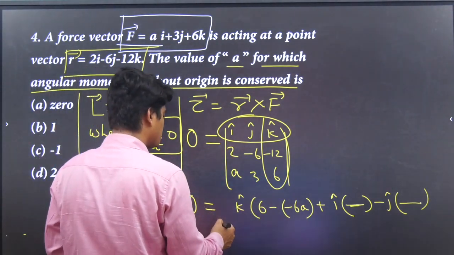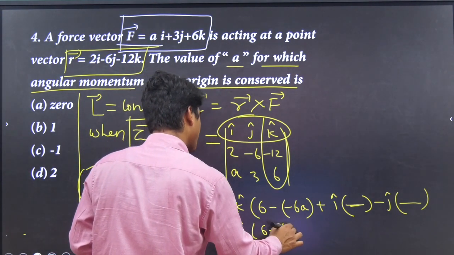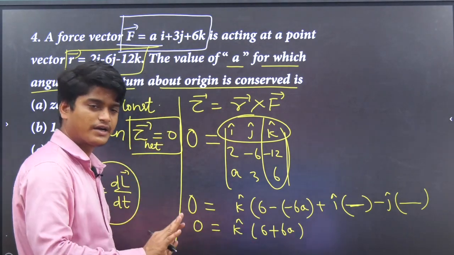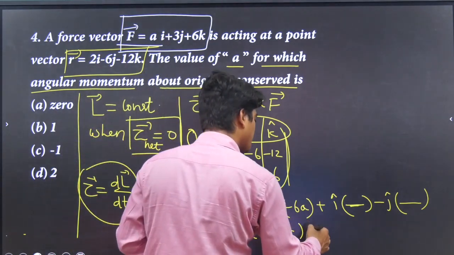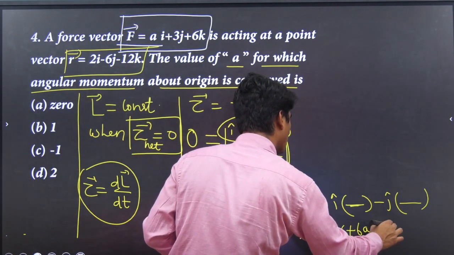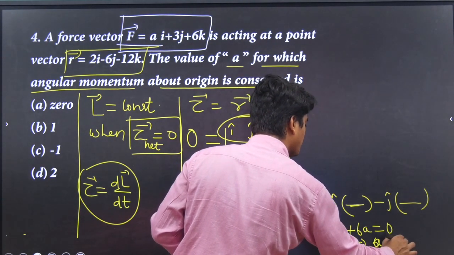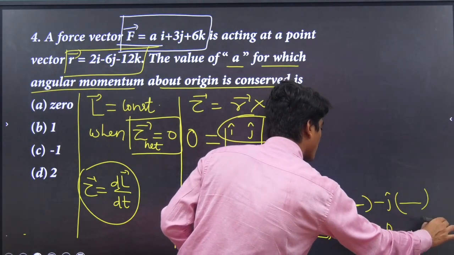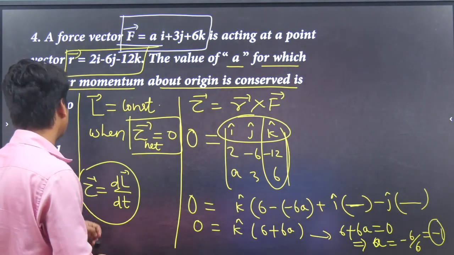Now listen here. K cap is coming 6 plus 6A, that is equal to 0. You see, K cap cannot be 0, it is a unit vector, so definitely this coefficient should be 0. So 6 plus 6A equal to 0, and from here I will get A equal to minus 6 by 6, which is minus 1. So what is your answer here?